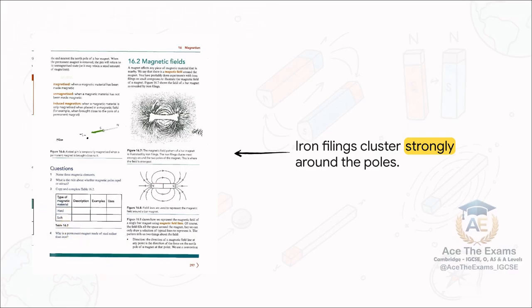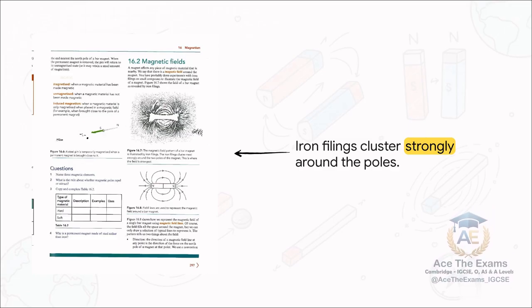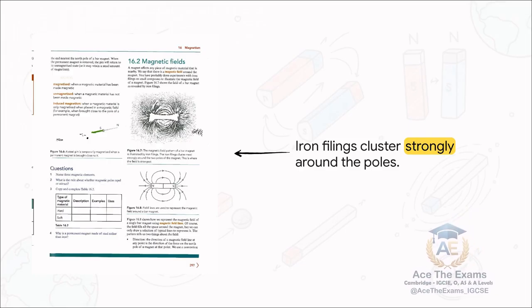And notice where they're clustering the most. Right there at the two poles. That visual density is a direct map of the field's strength. Basically, the thicker the cluster of filings, the stronger the magnetic force in that exact spot.